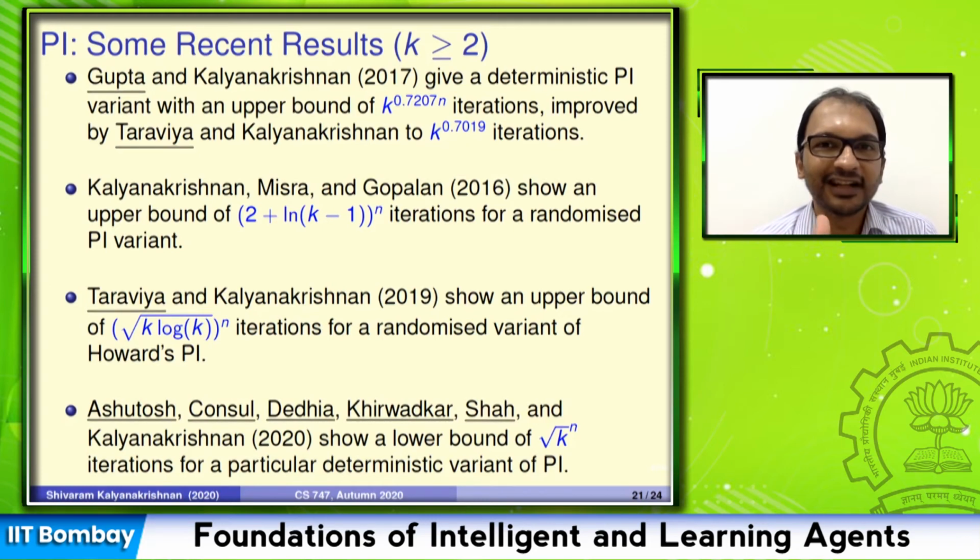Unfortunately, this does not translate into a similarly tighter analysis for 2-action MDPs. This bound doesn't really make sense when you set k equal to 2.